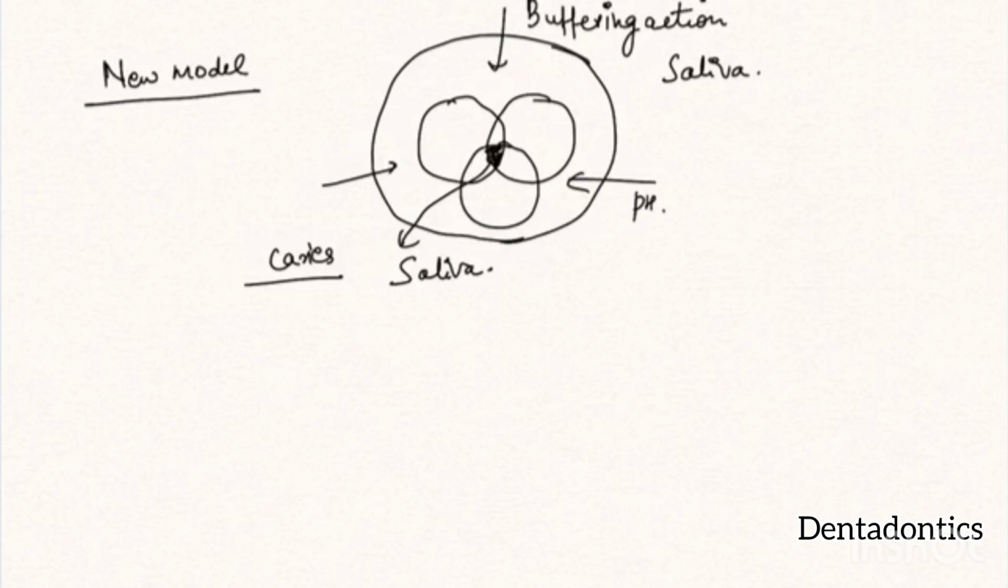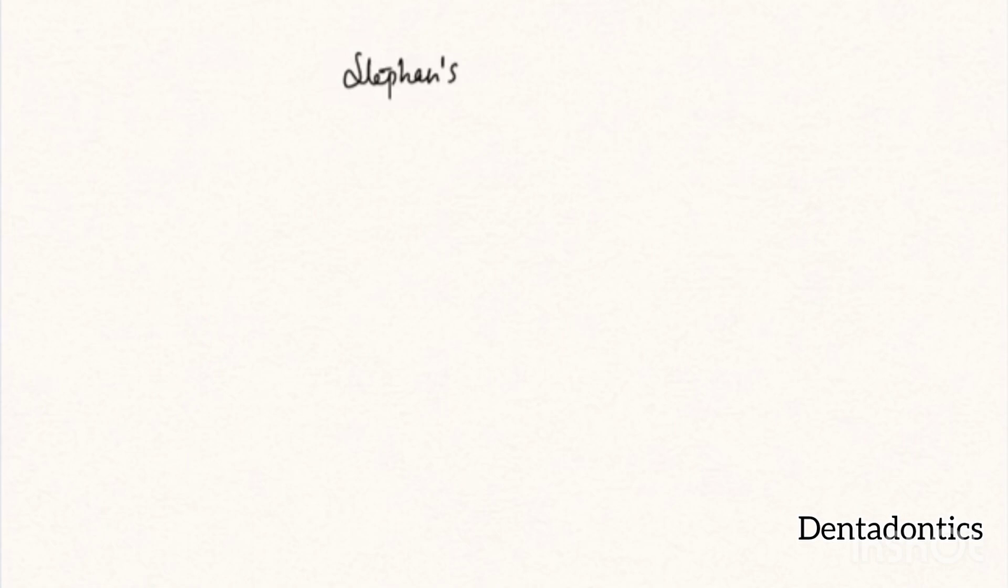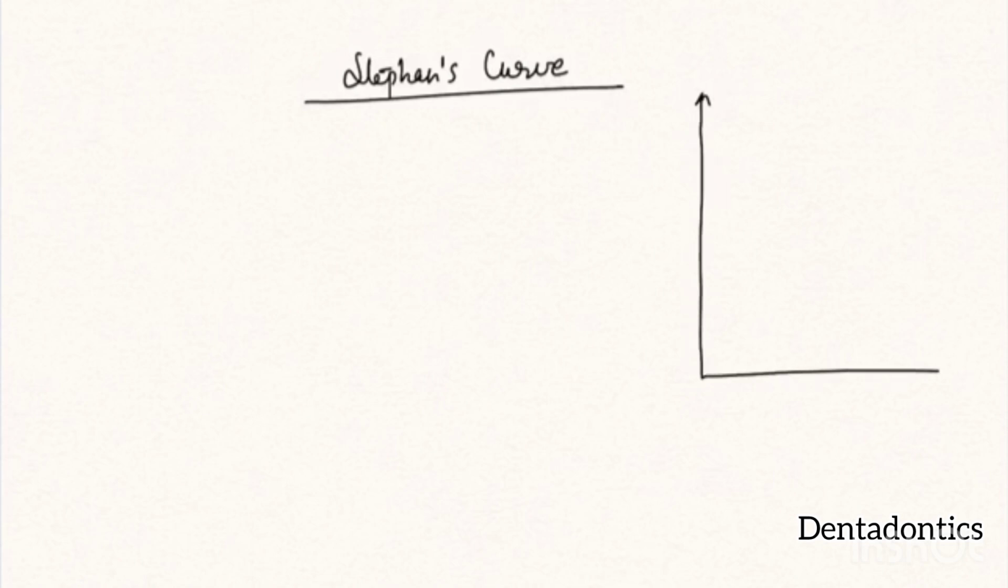So coming to the Stephan's curve, it was given by Stephan and Miller in 1944, and it determines the decrease in pH following the glucose rinse. He stated that the continuous change in salivary pH following the consumption of food and beverages, especially fermentable carbohydrates, leads to the formation of dental caries.